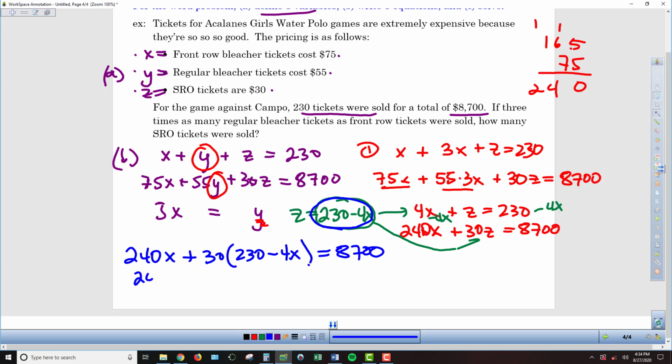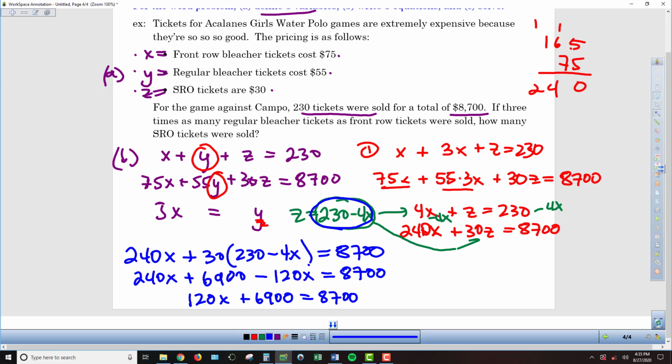So we've got 240x. I have a little distributive property. So I've got 30 times 230, which equals 6,900. And then minus 30 times 4x is minus 120x. And then I still have my 8,700. If I keep going, I've got like terms to gather. 240x minus 120x equals 120x. And then I still have that plus 6,900 equals 8,700.